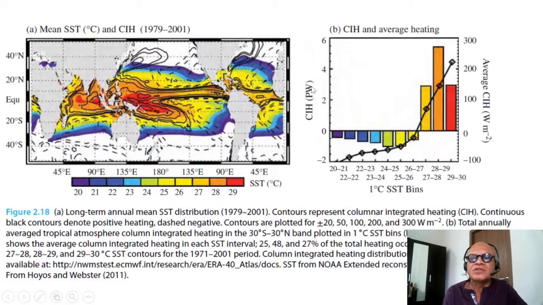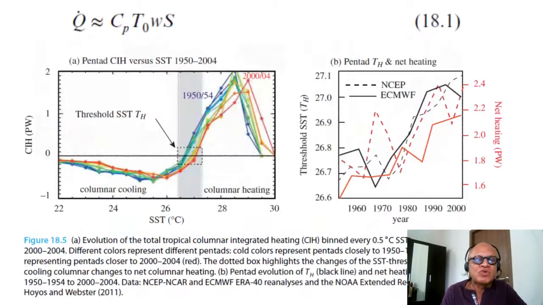This is showing the column integrated heating, averaged as a function of 1 degree centigrade SST bins, and you can see where the column integrated heating crosses over from negative to positive around 26, 27, or between 27 and 28 degrees. Okay, so this will become key in our further interpretations of the relation between SST and convection. There is also a long-term context to this, which we will come back to.